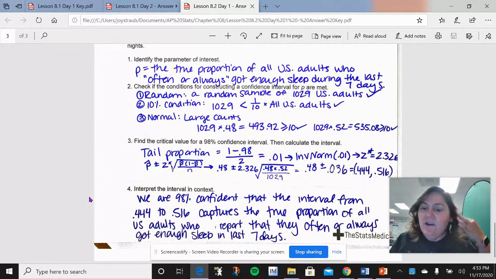Okay, we are 98% confident that the interval from 0.444 to 0.516, so there's how we started. We are 98% confident that the interval from 0.444 to 0.516 captures the true proportion of all adults who report that they often or always get enough sleep in the last 7 days. Okay, now you can also say we are 98% confident that the true proportion is between 0.444 and 0.516. Okay, but always start off with we are 98% confident that, and then make sure you're saying that we have a confidence interval that will capture that true value.